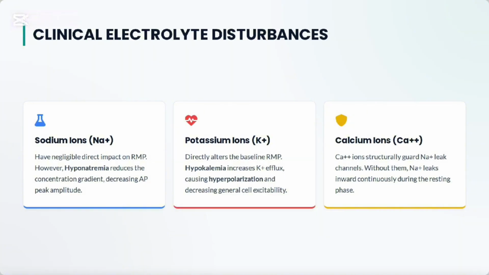Sodium has very little effect on the baseline rest state, but low sodium, hyponatremia, weakens the peak strength of the signal. Potassium directly changes the baseline RMP. Low potassium, hypokalemia, causes the cell to become hypernegative, hyperpolarized, making it sluggish and less excitable. Calcium acts like a structural guard that sits on sodium leak channels to keep them closed during rest.